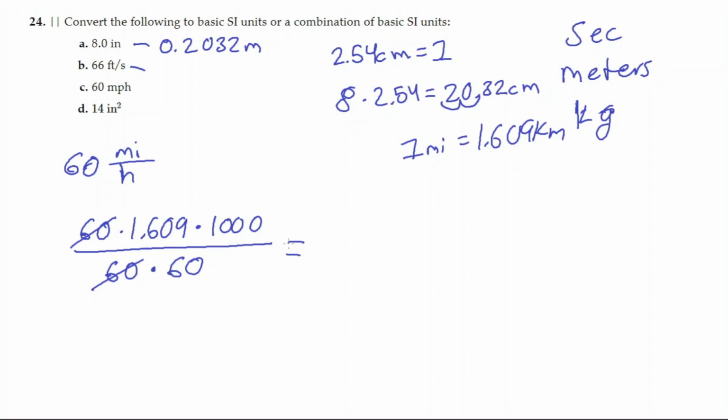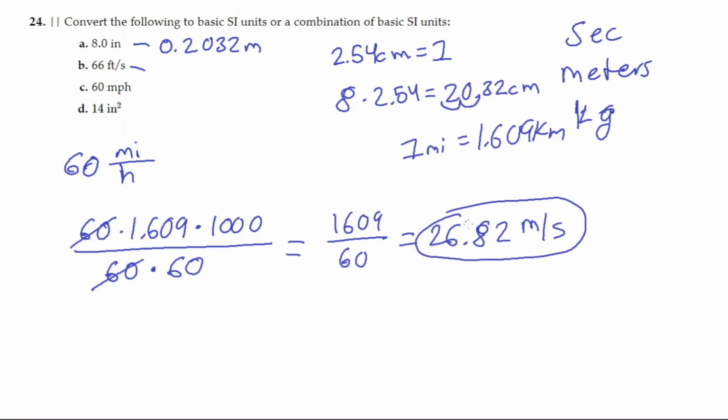And on the numerator, we're going to have 1,609 on the top, and then on the bottom we would have 60. And if we simplify it even further, we would have 26.82, and that would be our meters per second. And that is the answer in basic SI units. And one good thing to note is that about 1 meter per second is equal to about 2.2 miles per hour. So it also matches up here, in which if you multiply 26.82 meters per second by 2.2, you would get 60, or around that, close enough.